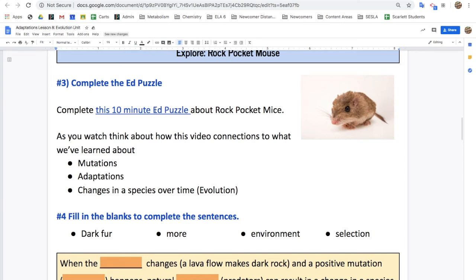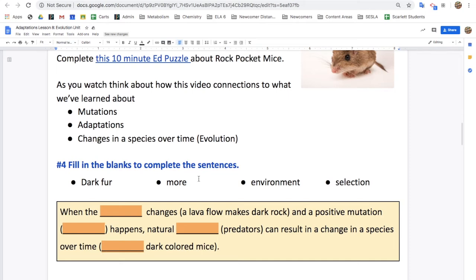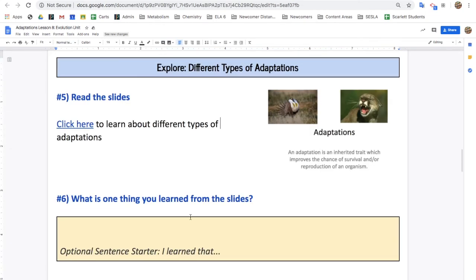Next, you'll complete an Edpuzzle to learn about rock pocket mice. This will connect to what we've learned about mutations, adaptations, and changes in species over time. When you're done, use the word bank to finish the sentence. Then, you'll read some slides about different types of adaptations and write one thing you learned.